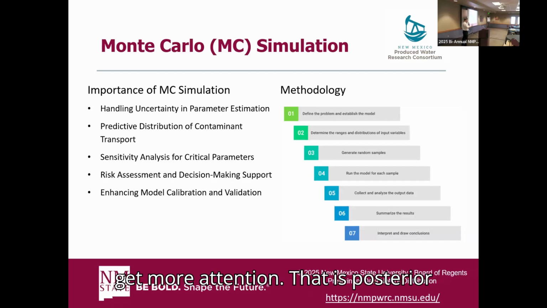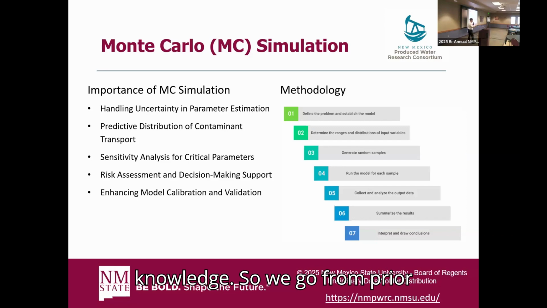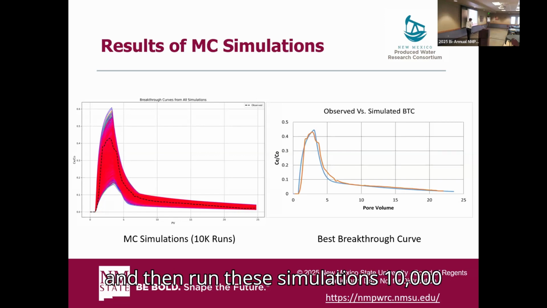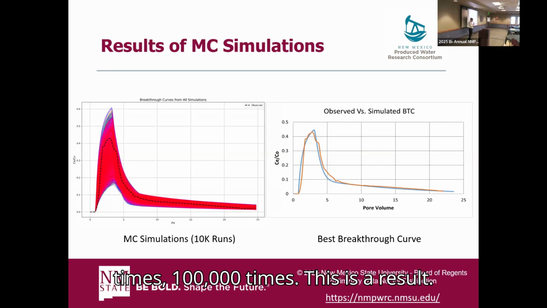Then we give more attention. That is posterior knowledge. So we go from prior to posterior. That is the Bayesian approach, and this is the prior step before that. So these are the Monte Carlo results. Monte Carlo means we just perturb all these unknown parameters with no posterior knowledge, and then run these simulations 10,000 times, 100,000 times. This is the result, and the black line is the observed actual breakthrough curve from his lab experiment.